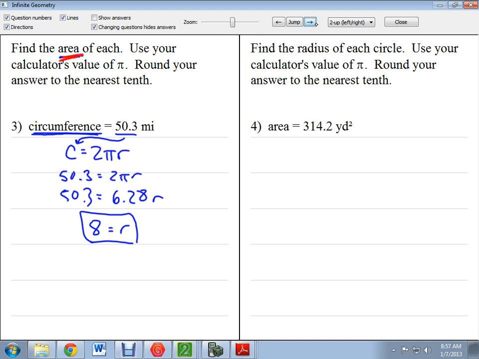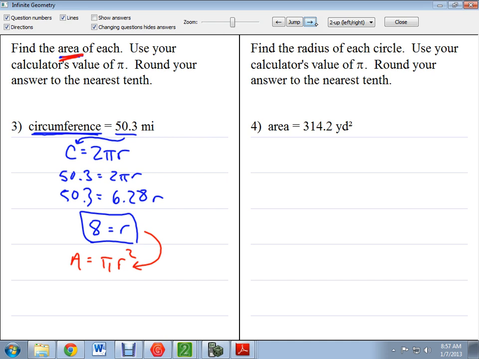So now I'm going to have to use yet another formula. I can't use the circumference formula anymore. I have to use the area formula. Area is equal to pi times the radius squared. Now the reason why I worked my way back to the radius in the beginning is because the radius is found in the area formula as well. So I need to know the radius before I can calculate the area.